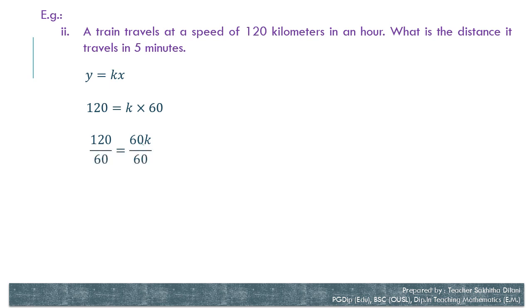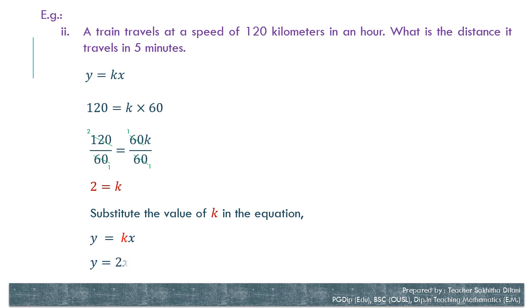On the right hand side, the 60s get cancelled. On the left hand side, when 120 is divided by 60, the answer is 2. So the value of k equals 2. Now the value of k is substituted in the equation y equals kx. So y equals 2x.